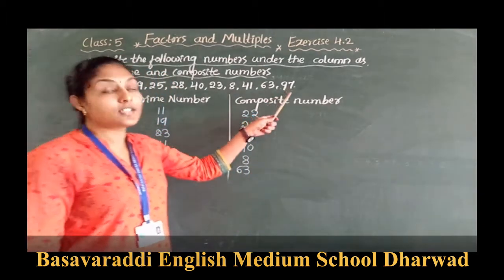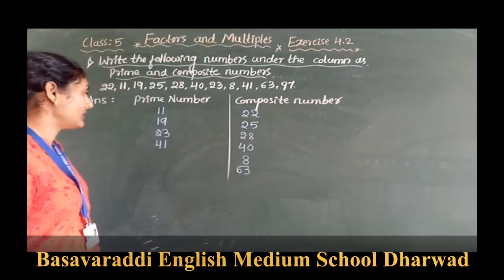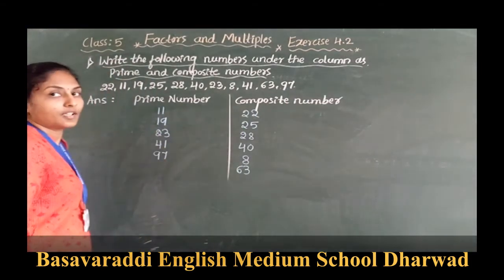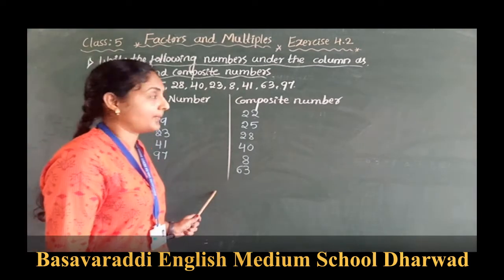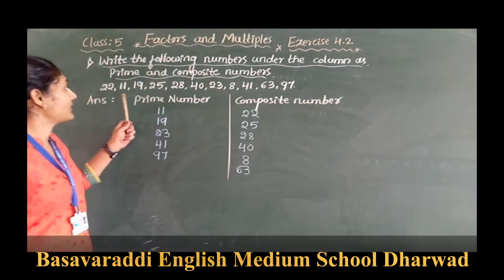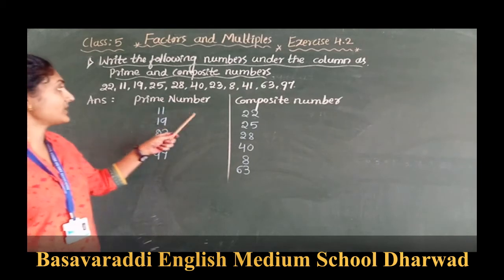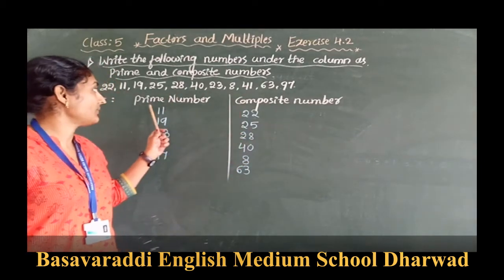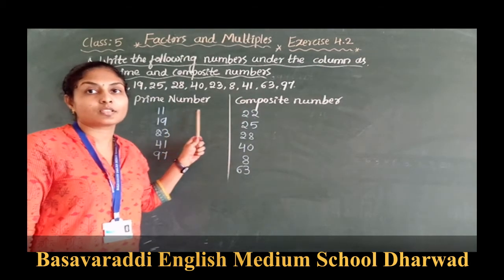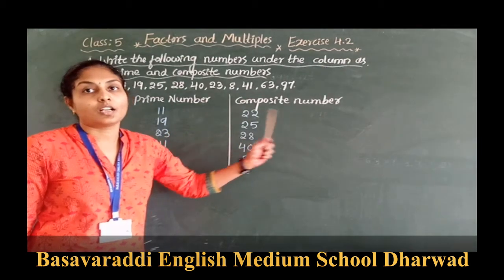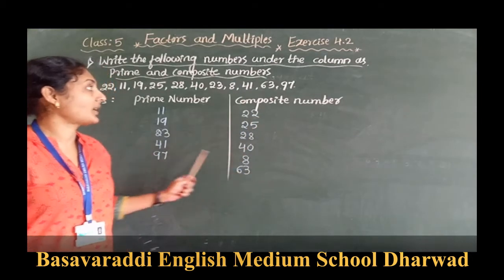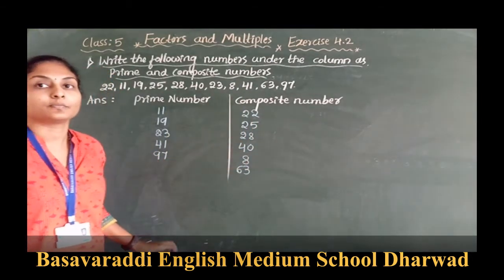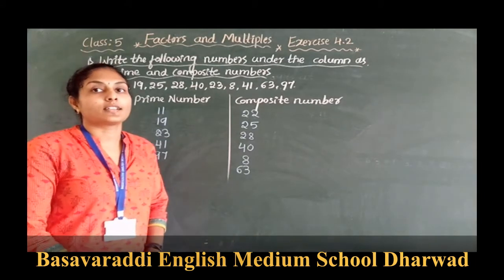Okay, the last number is 97. 97 is a prime number. Why? Because it has only two factors, 1 and 97. Yes, I hope it is clear. Remember the statement of prime numbers and the statement of composite numbers. By applying them, the first question is finished. Okay, next, move to the second question.